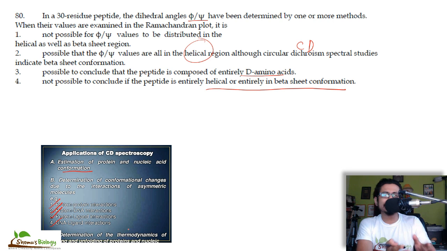Now if the results are the same, then we are going to get the same result from both the Ramachandran plot as well as from the CD spectra. We are not going to see a totally different result from those two. So option 2 is not correct.